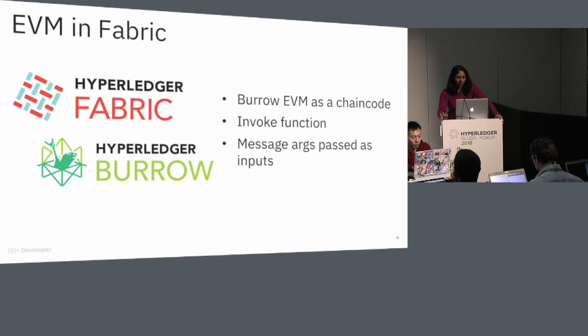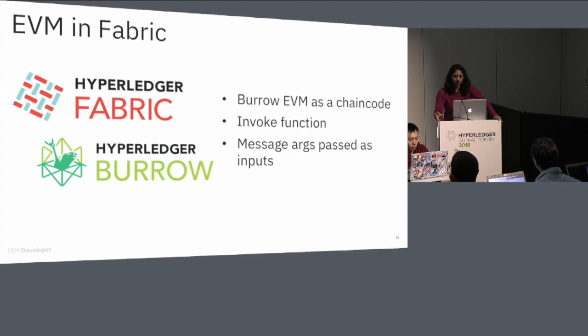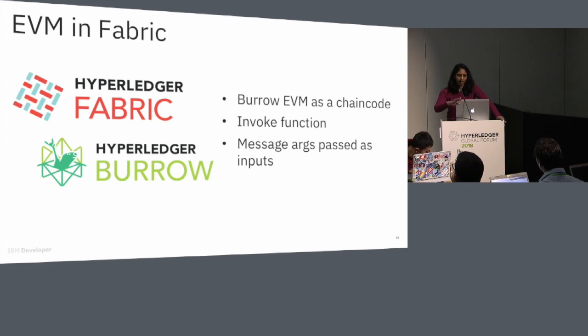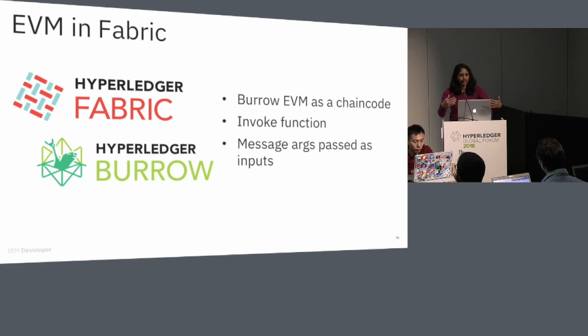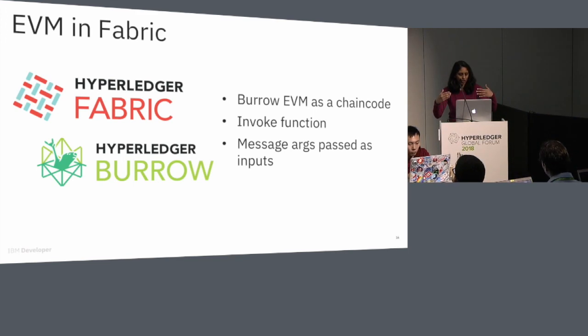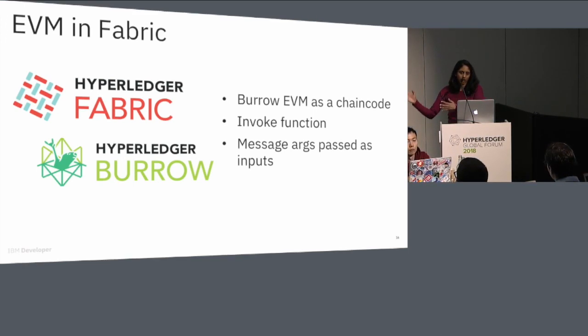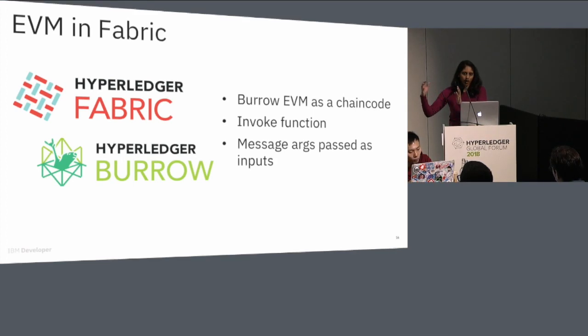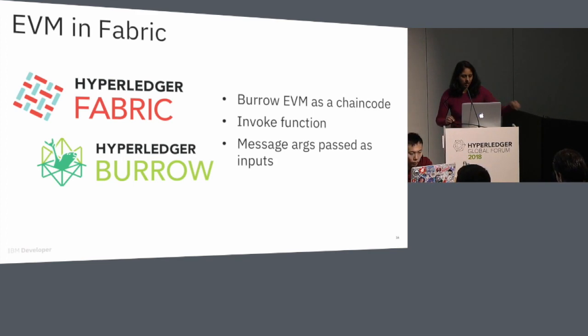If you're familiar with the Fabric chaincode model, the interface has init and invoke. Everything we do we're going to consider like message passing. Those are going to be passed into the invoke. You're always going to call invoke, and you're going to follow that format of message passing.